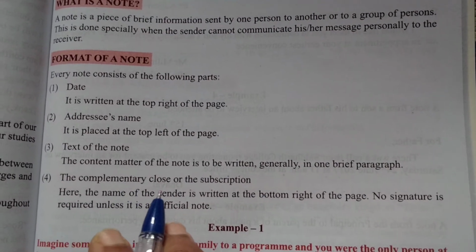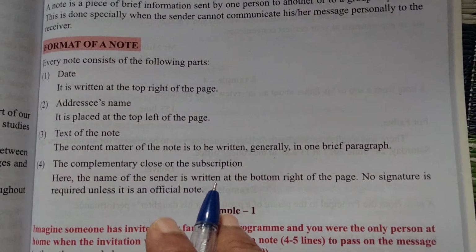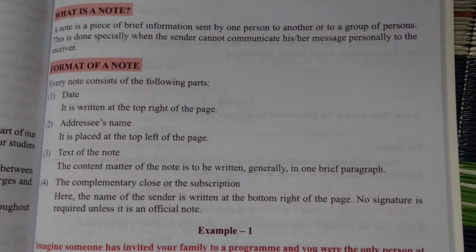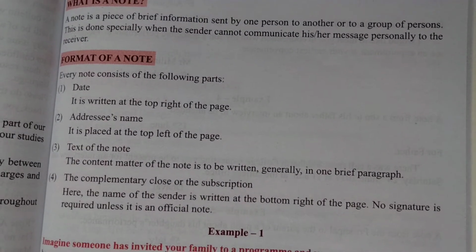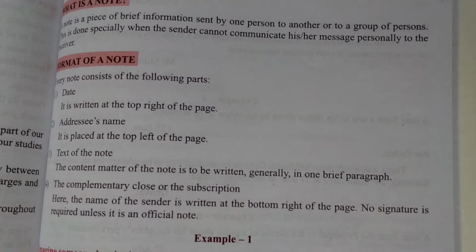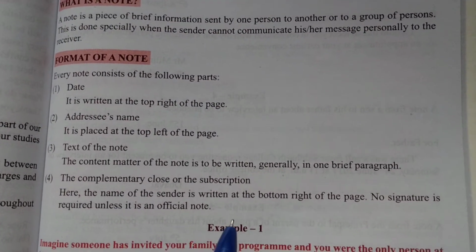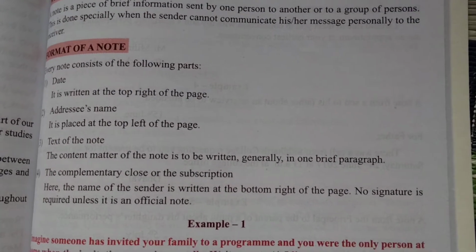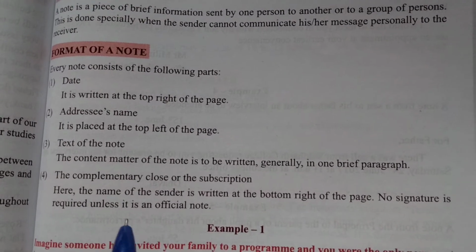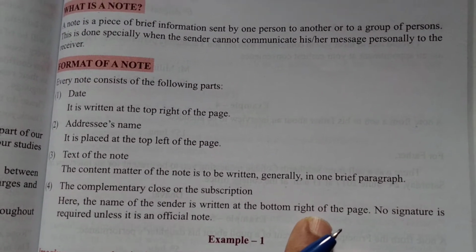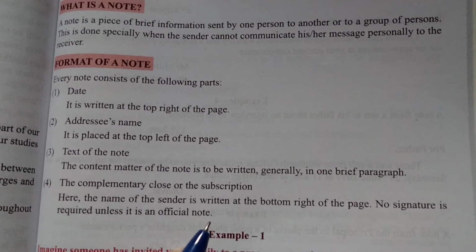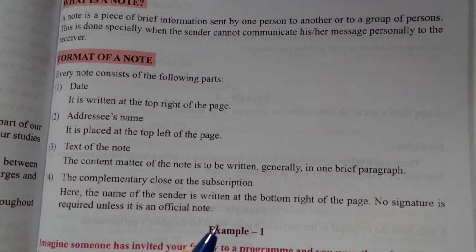The complementary clause or the subscription. In the complementary clause, the name of the person who is writing the note will come there. So here the name of the sender is written at the bottom right of the page. Bottom right means here it is written. No signature is required unless it is an official note. So here signature is not required.